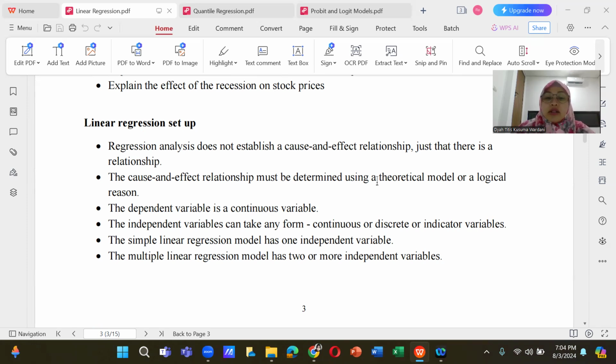And here there is also the requirement that in OLS or linear regression, the dependent variable is a continuous variable. And the independent variable can take any form, continuous or discrete or indicator variables. The simple linear regression model has one independent variable. The multiple linear regression has two or more independent variables.